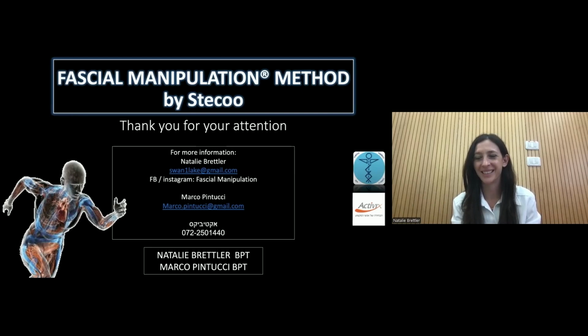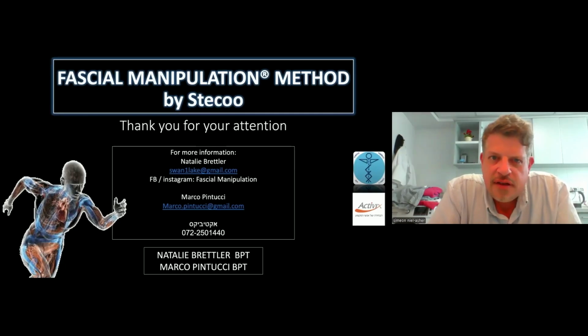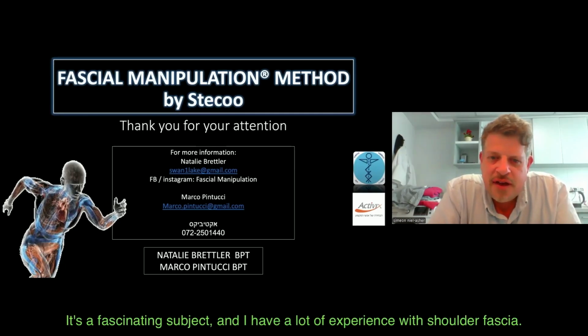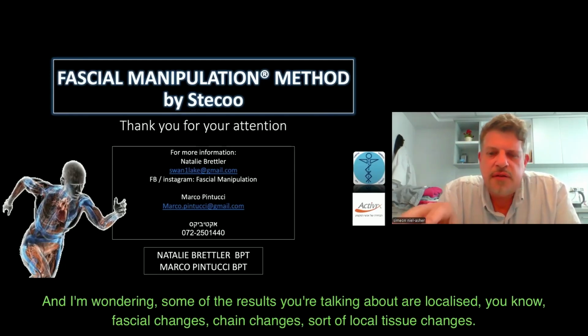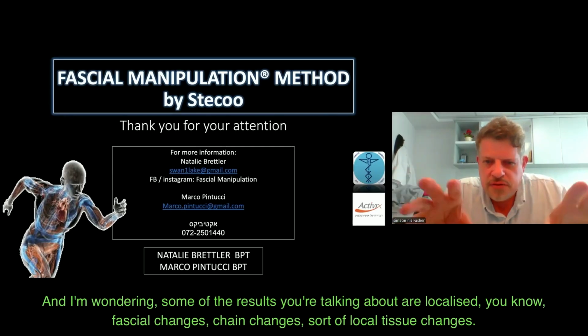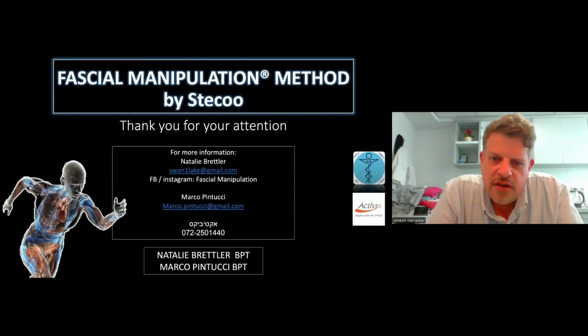I have a question. Yes. Thanks for an excellent talk. It's a fascinating subject, and I have a lot of experience with shoulder fascia. And I'm wondering, some of the results you're talking about are localized fascial changes, chain changes, sort of local tissue changes. Have you got any thoughts about more of a central process, more sort of reflexes or neurological processes centrally that are going on rather than just local, or reflex arcs?